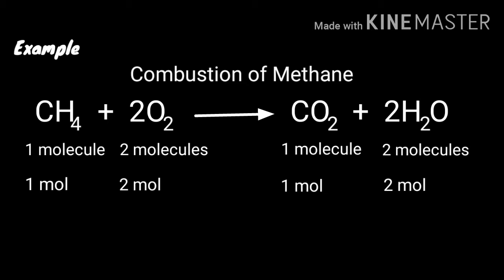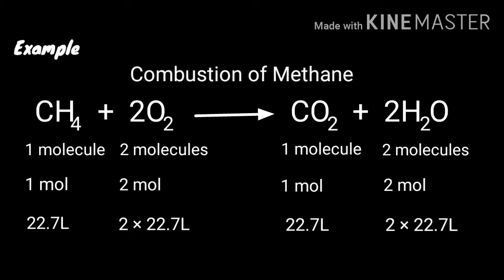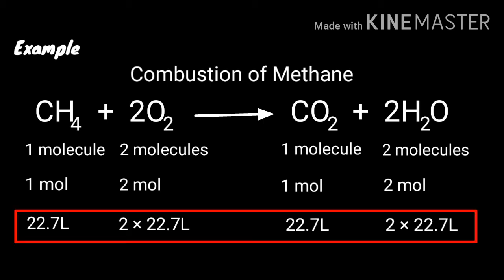If the corresponding volumes are considered, 22.7 liter of methane reacts with 2 into 22.7 liter of oxygen to produce 22.7 liter of carbon dioxide and 2 into 22.7 liter of water. Let us solve a problem based on stoichiometry.